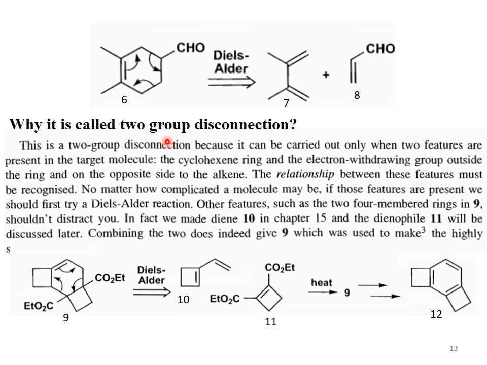If 10 and 11 are the reactants of this product 9, when these 10 and 11 combine with each other in the presence of heat, then it gives us the product 12. This is the 12 product. Here there is no substituent which was present in the 9. During heating, these groups are converted to the carboxylic acid and then decarboxylated and give us an aromatic system.